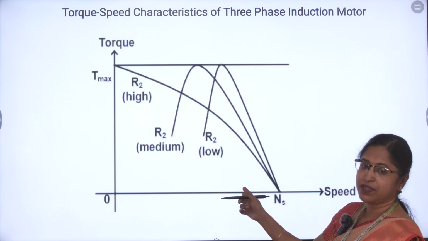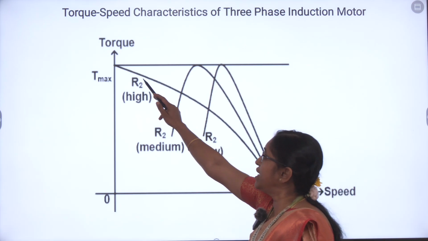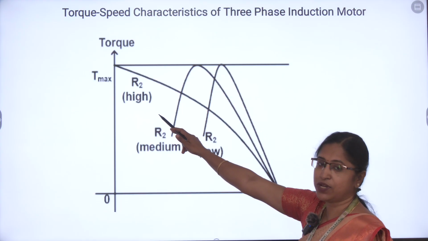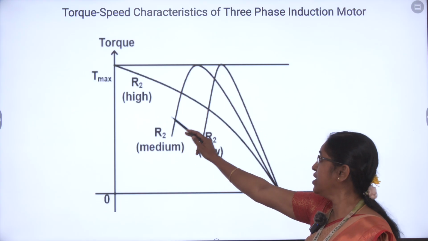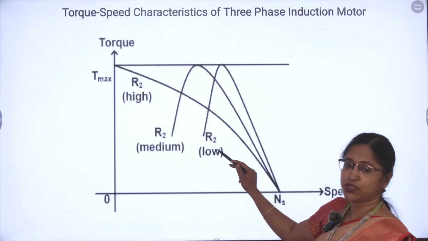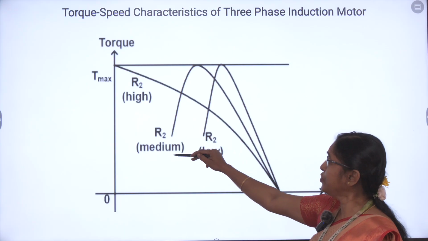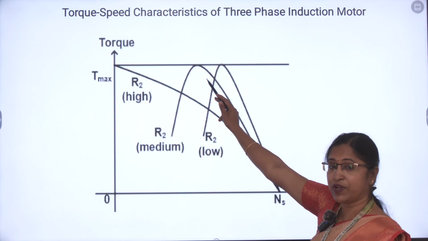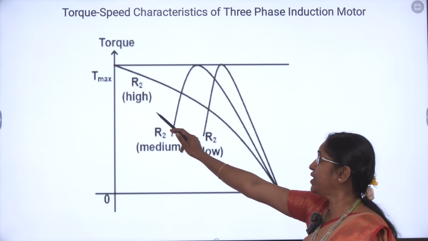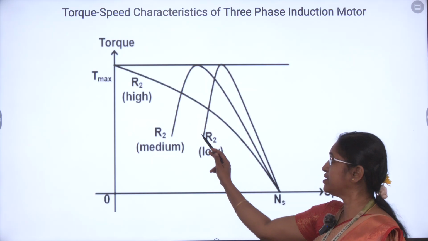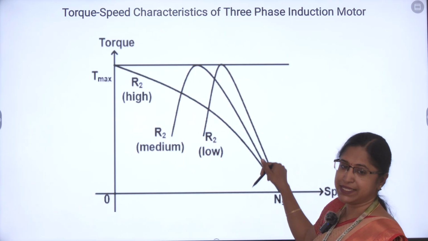So you can see this graph. You can see this is your maximum torque. It remains the same for all different resistances. First one is your resistance with high value, second is your resistance with medium value, and third one is your resistance with low value. So you can see all the curves reach the maximum torque. The maximum torque value remains the same, but because of the change in your resistance, the slope changes.